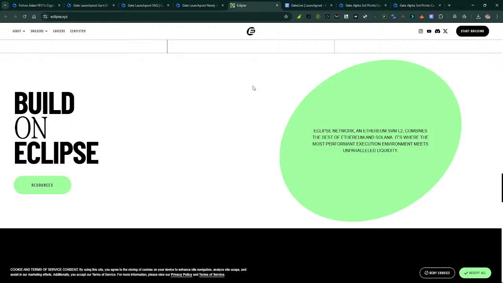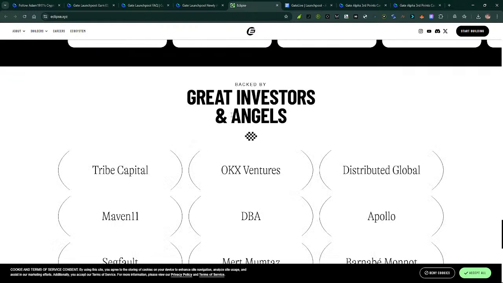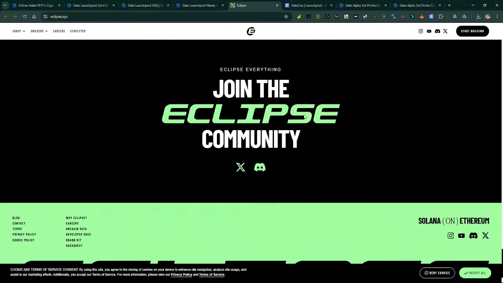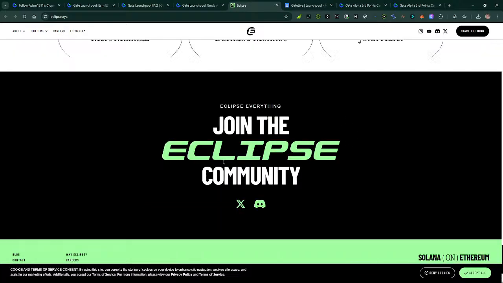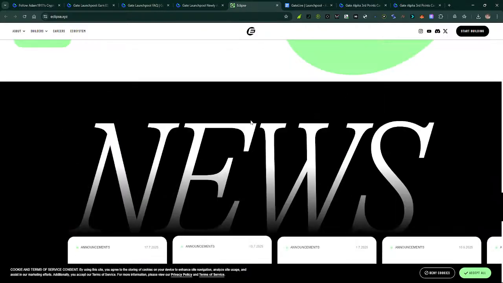So Eclipse network, an Ethereum SVM layer 2, combines the best of Ethereum and Solana. It's where the most performant execution environment meets unparalleled liquidity. These are the news published there, and great investors and angels. If you would like to join the Eclipse community, you can join from here. Okay, that's it.